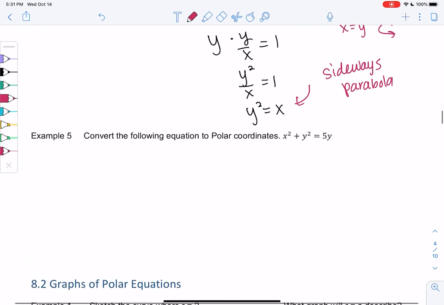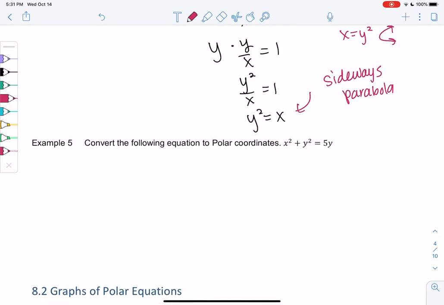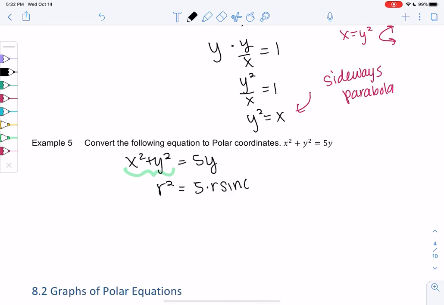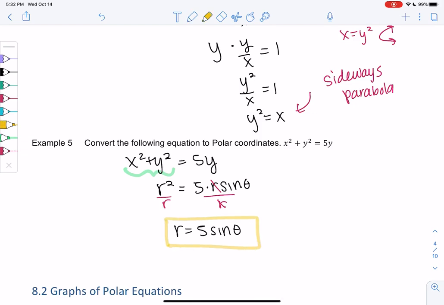All right, and our final example is to convert this last equation to polar coordinates. So we have x squared plus y squared equals 5y. So I would go back to those equations and just plug in. So we learned x squared plus y squared is r squared. And 5y would be 5 times r sine theta. And then we can divide by r, and we'll get an equation that looks a little bit nicer. So we get r is equal to 5 sine theta. So we'll see what these graphs look like later, but we're just practicing the conversion between the two worlds.